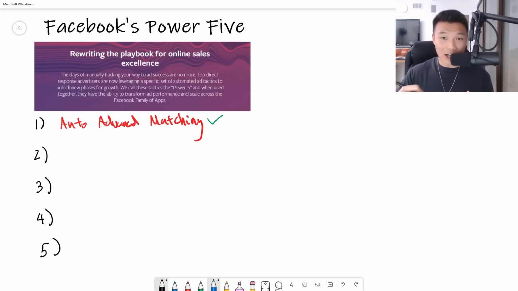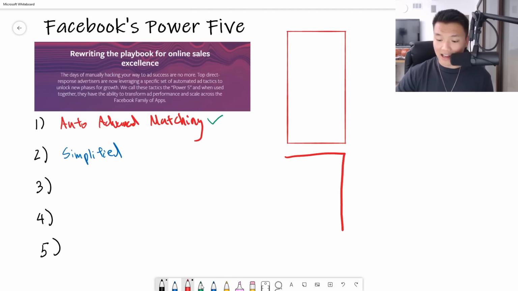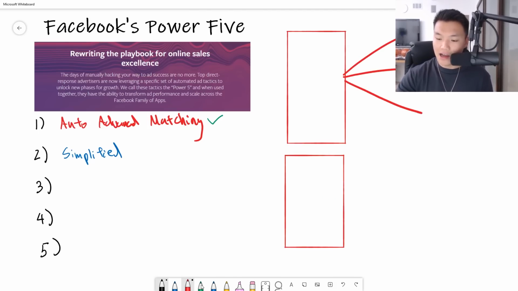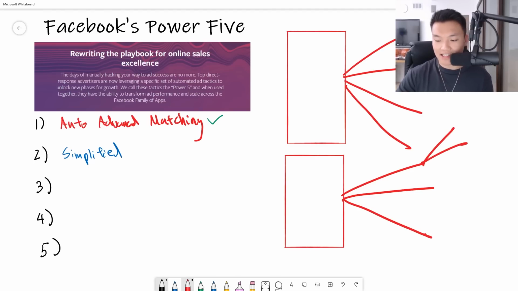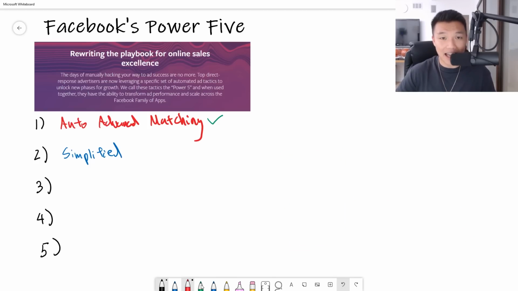The next thing we've got to talk about is simplified account structure, okay? And what this means, it's very, very intuitive. A long time ago, how most people were setting up their accounts, right, is with having a lot of campaigns. So imagine if these rectangles are campaigns, you're having a lot of different ad sets, a lot of different campaigns, and attached to every single ad set, you're having a lot of different creatives, right? That's what Facebook determines as a very, very messy campaign structure.